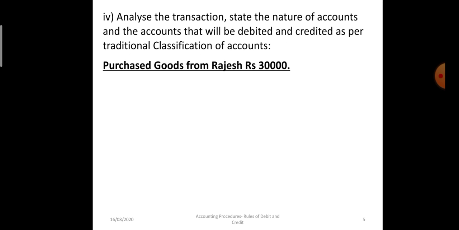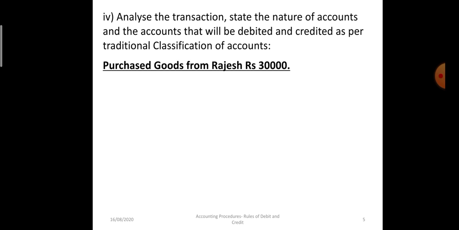In the next, it is purchase goods from Rajesh for 30,000 rupees. So this is a credit transaction. We consider this a simple transaction. The name is mentioned, so it's a credit transaction. If the name is mentioned and along with that cash is written, like purchase goods from Rajesh for cash rupees 30,000, in that case it will be a cash transaction. But a statement like this, purchase goods from Rajesh rupees 30,000, will be treated as a credit transaction.